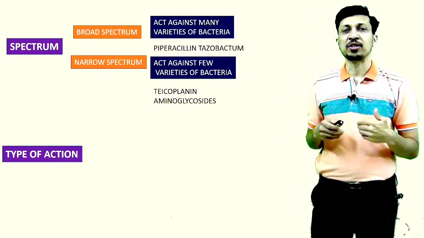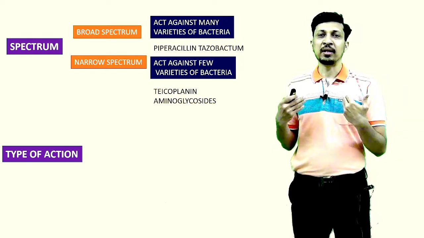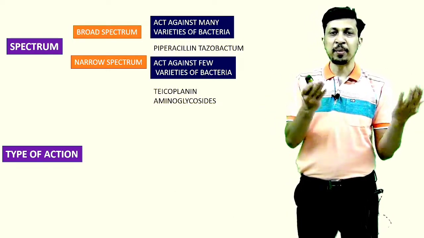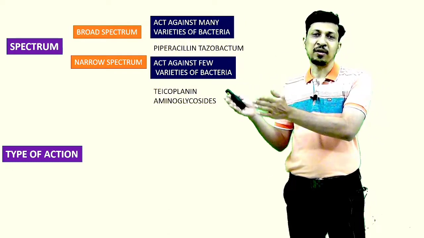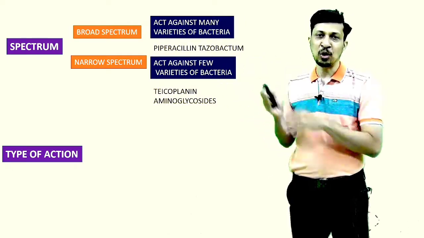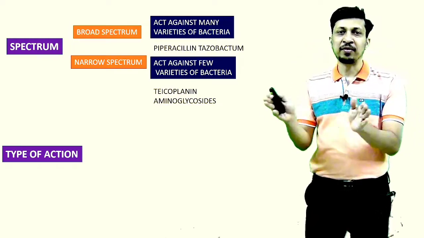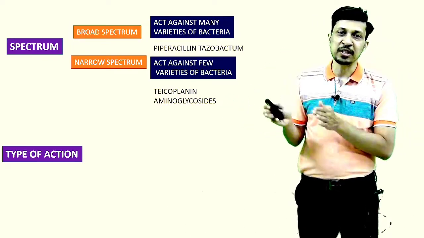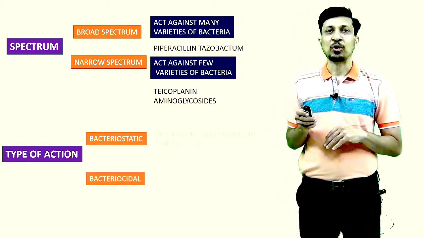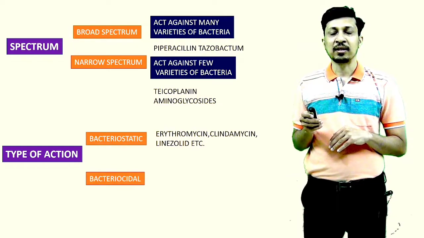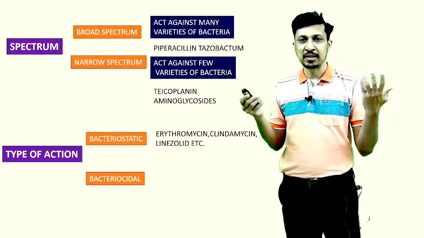And the next method of classification is on the basis of type of action. When the bacteria invades our body, they start to multiply. One bacterium gets converted into 2, 2 into 4, 4 into 8, and so on. So the drugs that decrease the rate of this multiplication or stop this multiplication are called bacteriostatic. The examples of bacteriostatic drugs are erythromycin, clindamycin, etc.